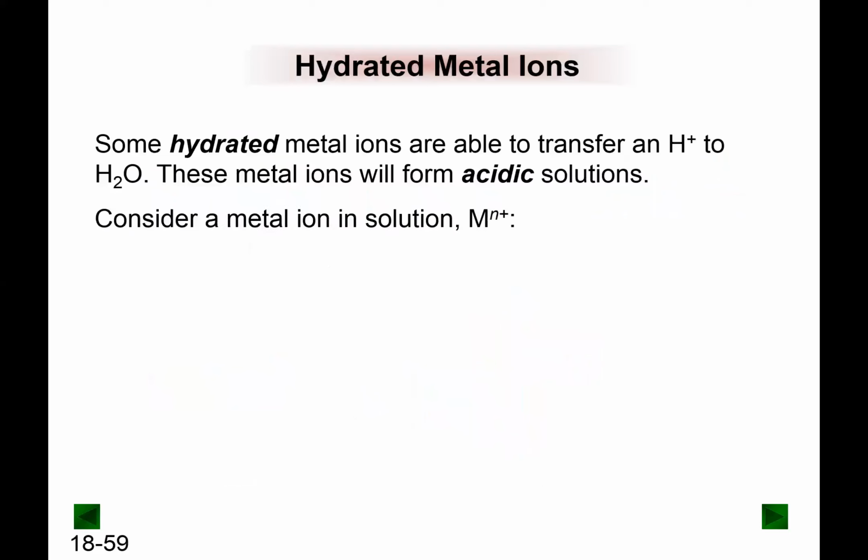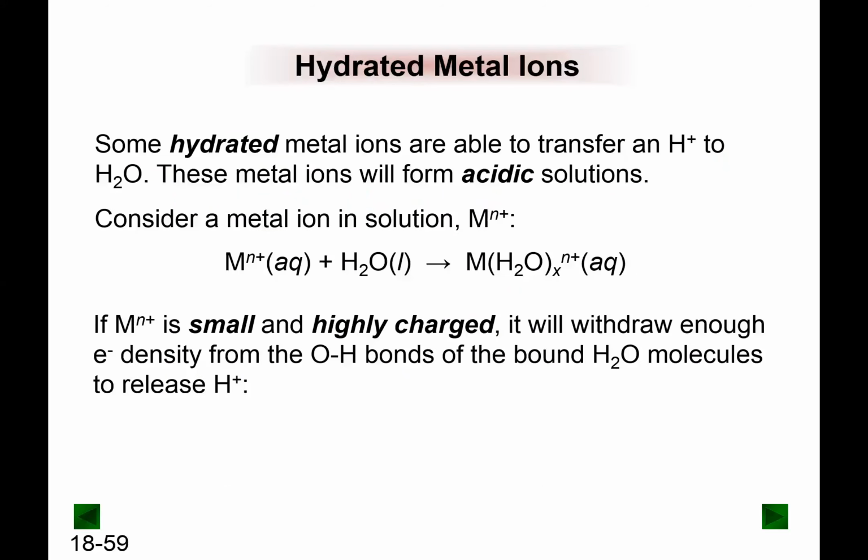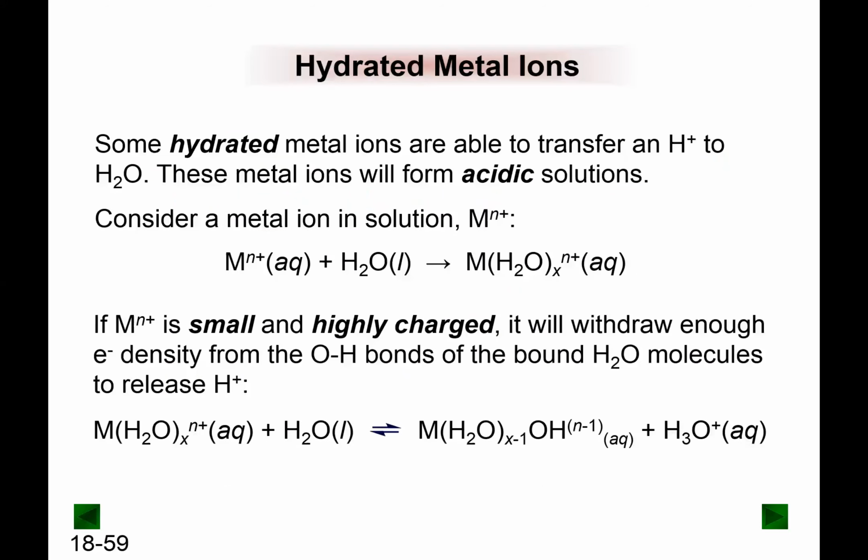The next one that I wanted to talk about is hydrated metal ions. With a hydrated metal ion, these are metal ions that have water associated with them. So water molecules will be associated with metal ions in solution, and these hydrated metal ions can form acidic solutions. If we have a metal ion that associates with water, then what we have is a metal hydrate complex here in solution.